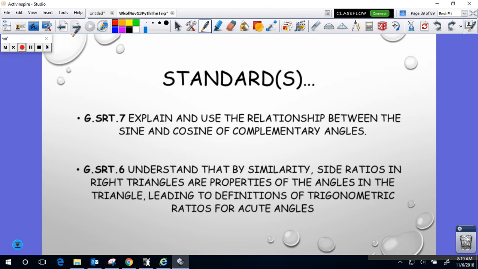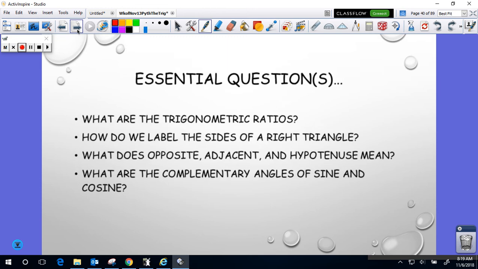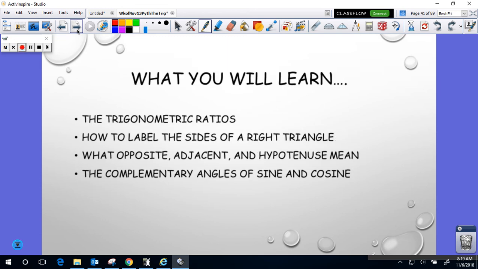The standards we're going to cover today is explain and use the relationship between the sine and cosine of complementary angles. Understand that by similarity, side ratios in right triangles are properties of the angles in the triangle and lead into definitions of trigonometric ratios for acute angles. In other words, what you're going to learn in this video is the trigonometric ratios, how to label the sides of a right triangle, what opposite, adjacent, and hypotenuse mean, and the complementary angles of sine and cosine.